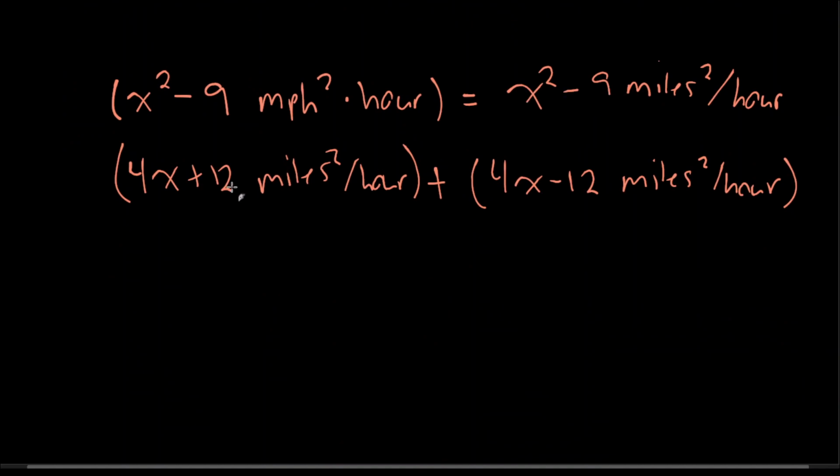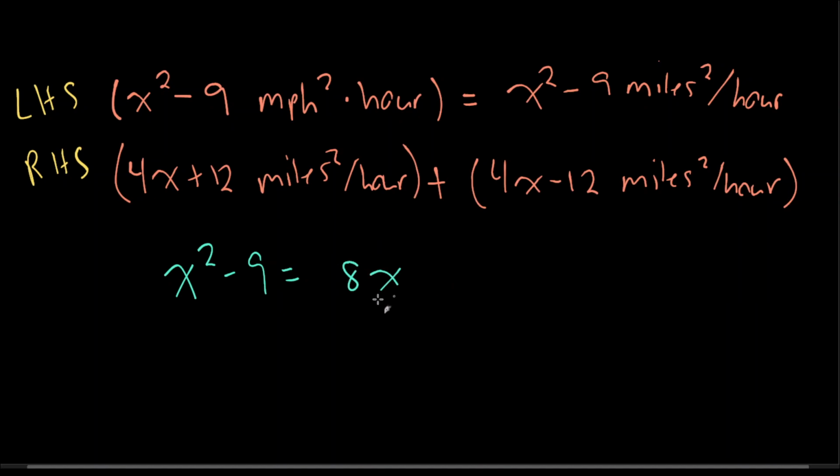So we have x squared minus 9, and let me notate that this is the left-hand side of that equation. This is the right-hand side of that equation. And they're still equal to each other. Both sides have the same units, miles squared per hour for every single term. So I'm going to safely ignore the units now, because it's taking too much time to write it all down. So we have x squared minus 9 is equal to, summing these, 8x. This looks like a quadratic, because it is a quadratic, and we're solving the quadratic for its roots. We'll do that by factoring.